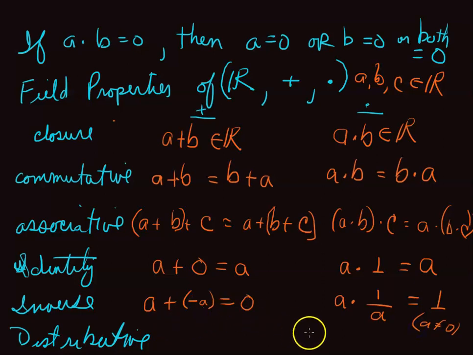And the distributive is what connects the two operations, addition and multiplication. A times B plus C, you can distribute the A over addition. You don't distribute addition over multiplication. It's multiplication over addition, AB plus AC. And those are the field properties for the real numbers.